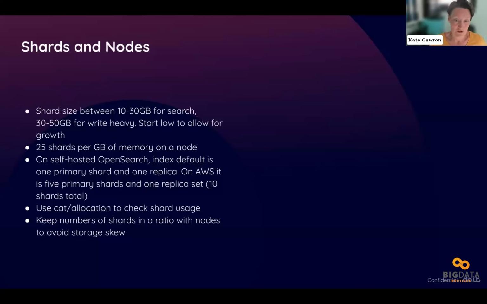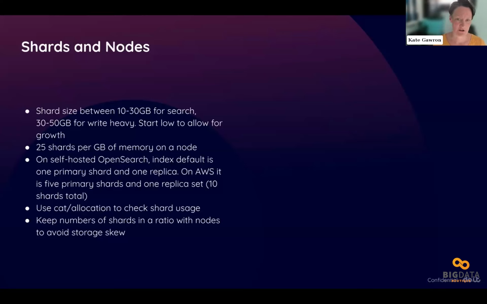In terms of the number of shards, you want to be running a maximum of around 25 shards per gig of memory on your node. So again, you're likely going to have more than one index with multiple shards. You can use that as a calculation to work out how many gig of memory you need, which then helps you start planning how many nodes you need.